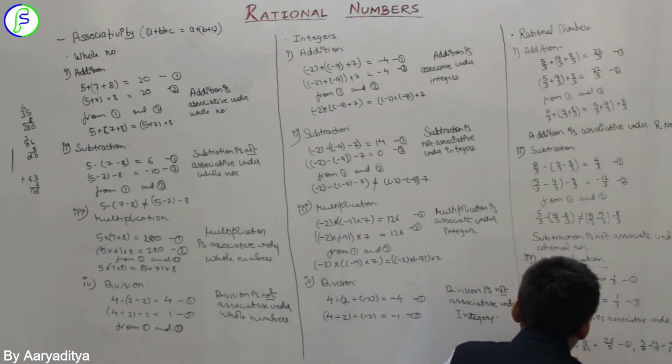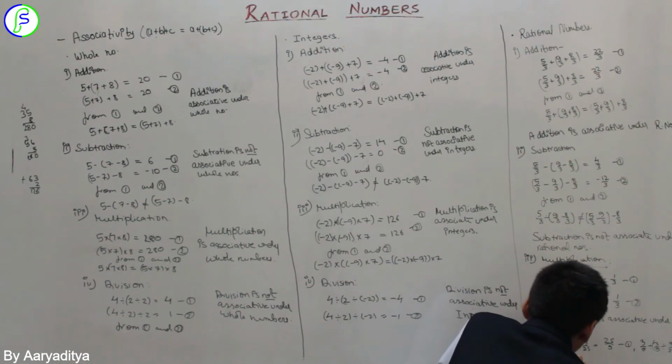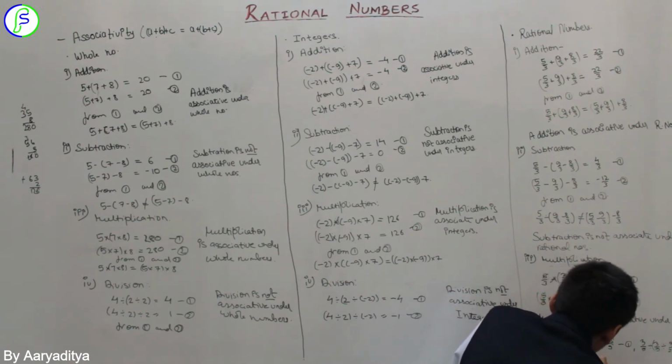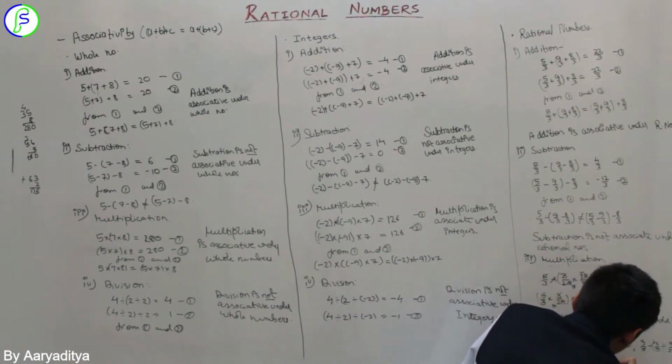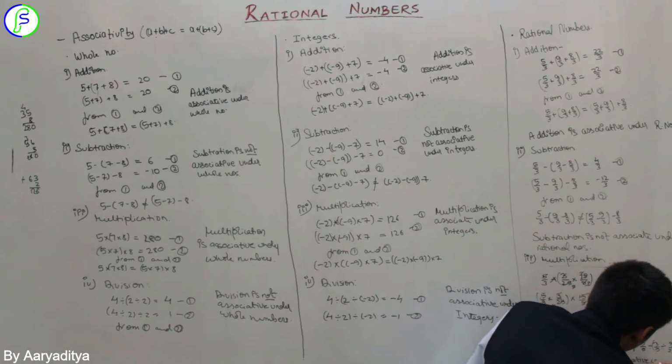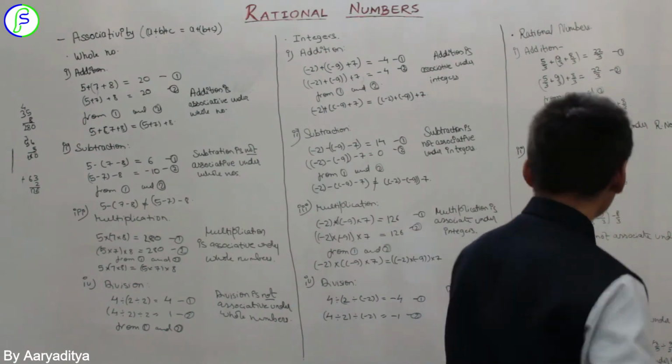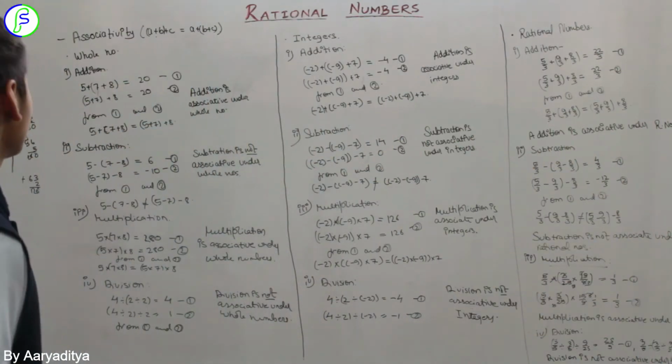Let me write the statement that division is not associative under rational numbers. So here was the associativity. Now we will be moving on to the role of 0.